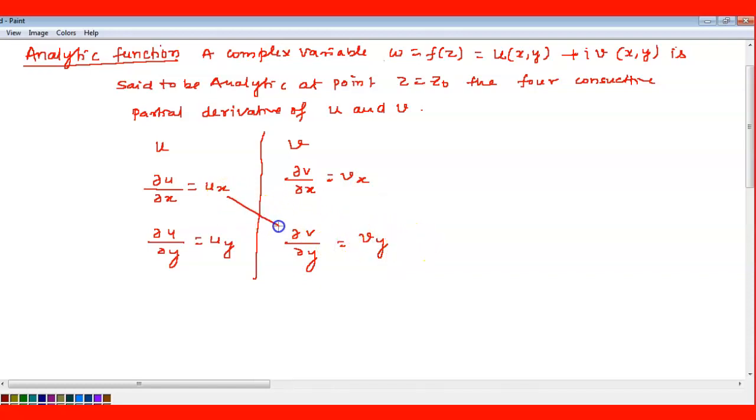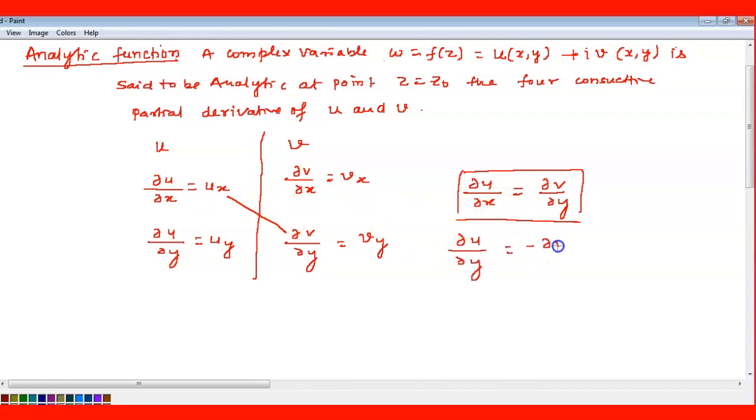So this diagonal will be the same: del u by del x is equal to del v by del y. And for the other diagonal, with a minus: del u by del y is equal to minus del v by del x. If both hold, then this f of z, the complex variable function given, is said to be analytic. Getting here? What is meant by analytic?